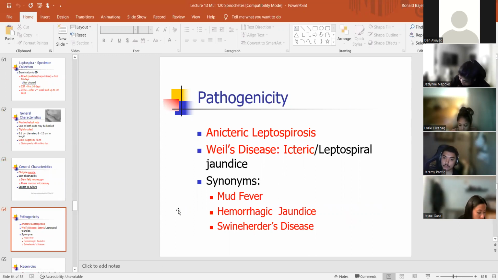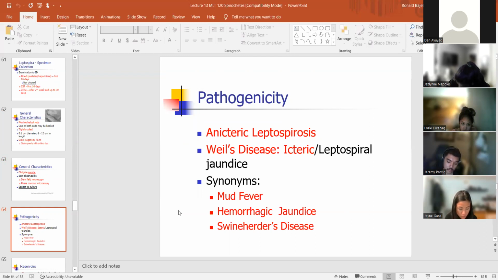Okay, so there's 2 types of leptospirosis, and it depends on the clinical symptoms or the clinical appearance. The first one is called anicteric. Okay, so you know what icteric means. Icteric means the patient has jaundice, or if you draw their blood, it's icteric. I explained what icteric was in hematology.